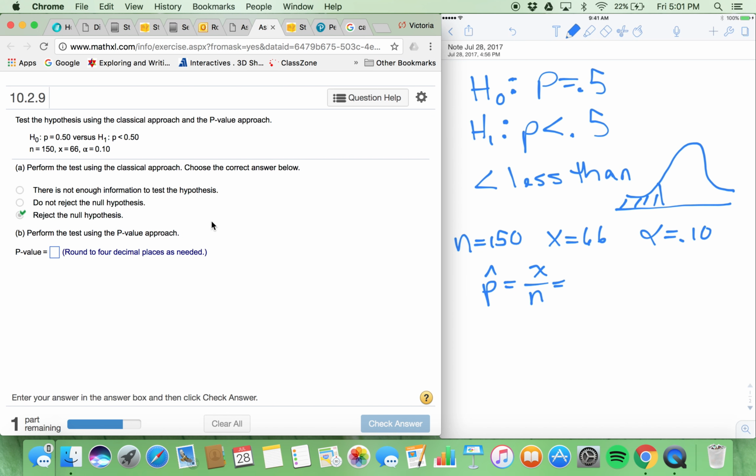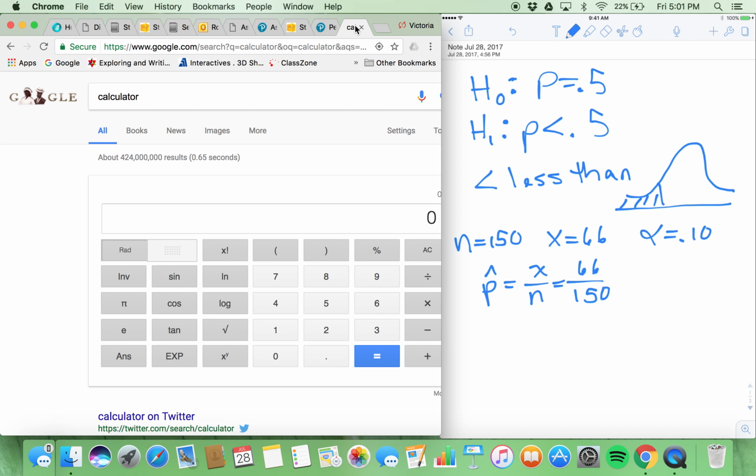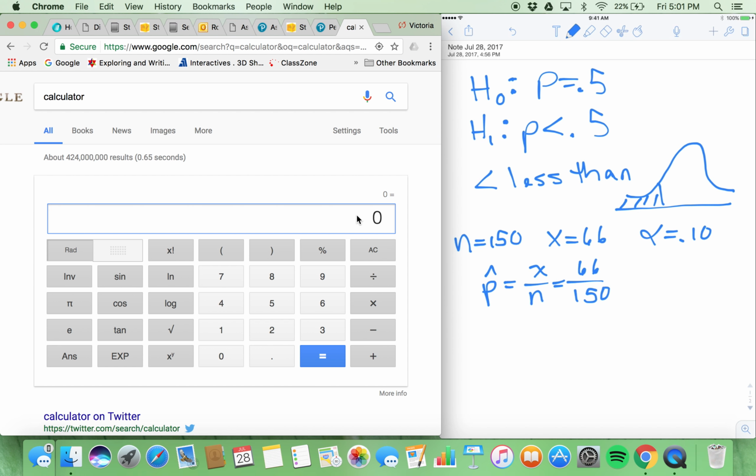So that's going to get us 66 over 150, which I go ahead and use my calculator for over here. One of my children probably has my other one somewhere. We do 66 divided by 150, and I'm getting 0.44. So I'm going to write that down, 0.44.